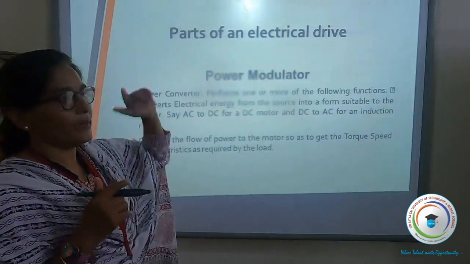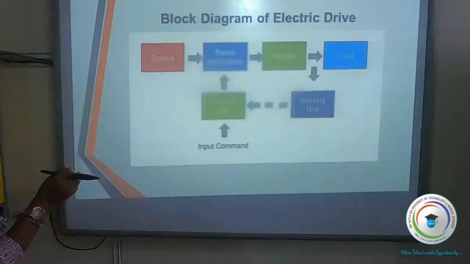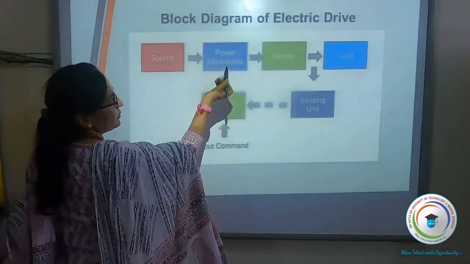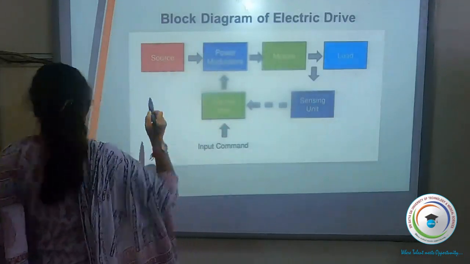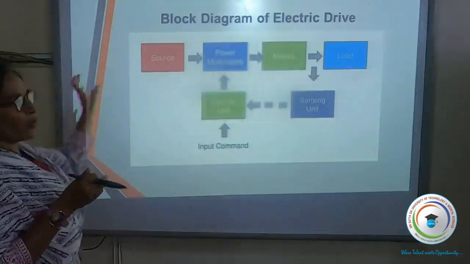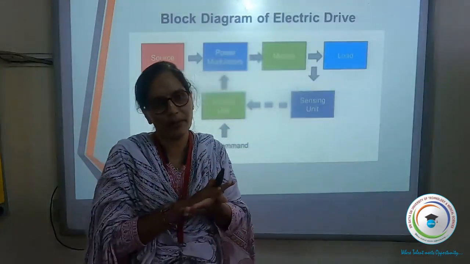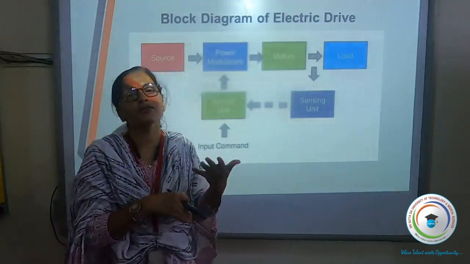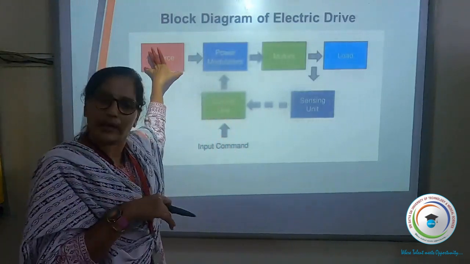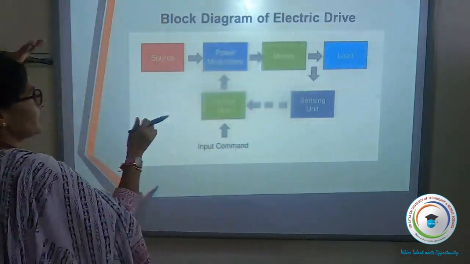Coming to the second part, the power modulator. Before the power modulator, we have the source. Source can be anything. There are mainly two types of source: AC supply or DC supply. So the source can be an AC source or a DC source.